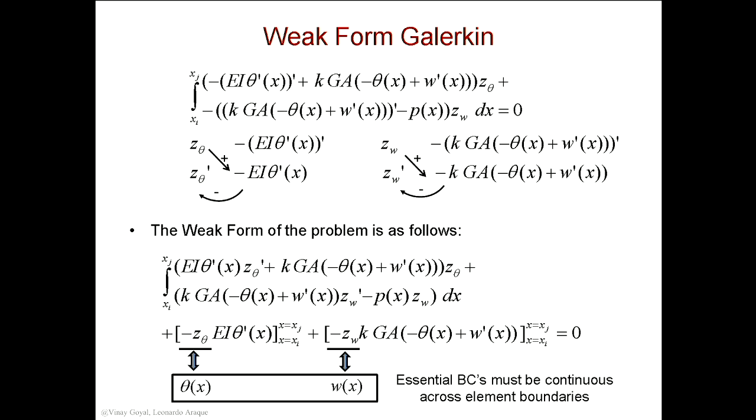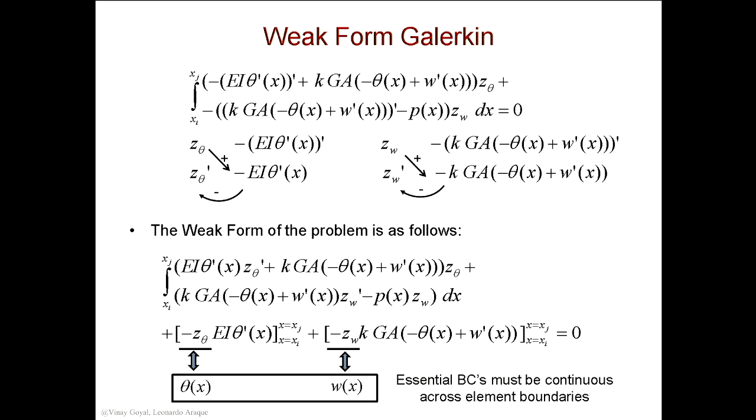So I look at the boundary conditions, and I focus on the weight function, where the weight function shows up. It shows up there and shows up here. So I quickly notice that since z theta is a weight function, anything specified on theta must be an essential boundary condition. And likewise with zw, I see zw shows up here, and so I can interchange it with w. Now I know that anything specified on w becomes an essential boundary condition, while anything specified on EI theta prime, or anything specified on kGA times minus theta x plus w prime, is a natural boundary condition. So looking at that, now I know that these two quantities are essential boundary conditions.